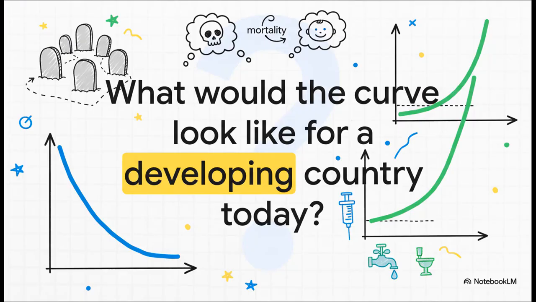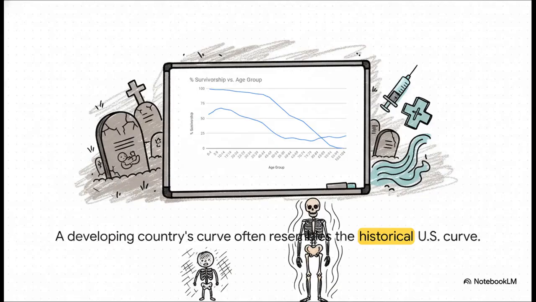So let's try a little thought experiment. If we were to go and plot a survivorship curve for a developing country today that doesn't yet have widespread access to modern medicine and sanitation, what do you think it would look like? Well, odds are it would look a whole lot like that pre-1900 curve from the US. You'd see that same tragic drop-off in the early years.